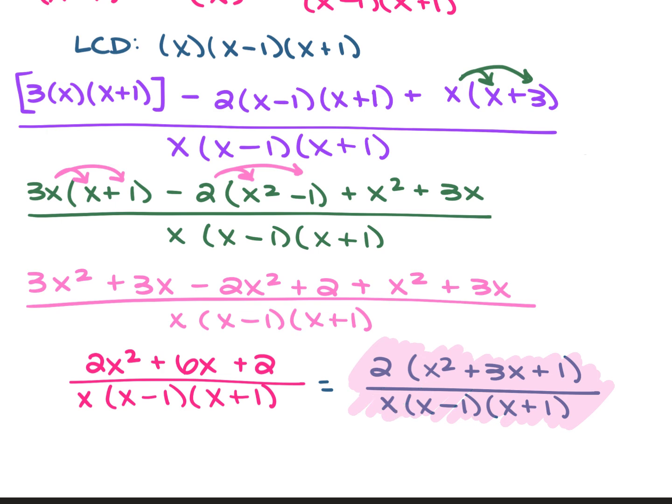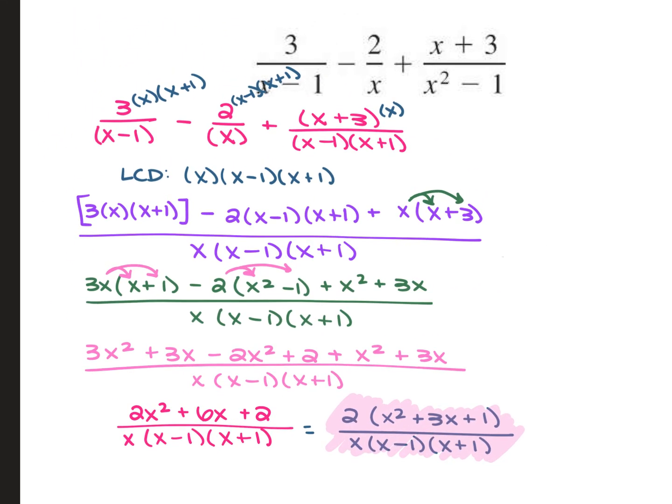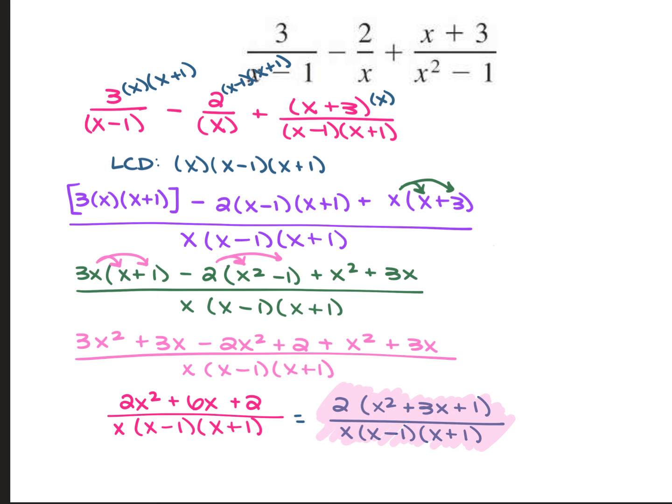If you factored out an x with that 2, you would be able to simplify that. However, you didn't, which is why you're not simplifying anything else from here.